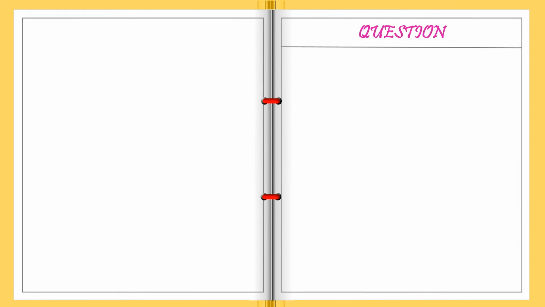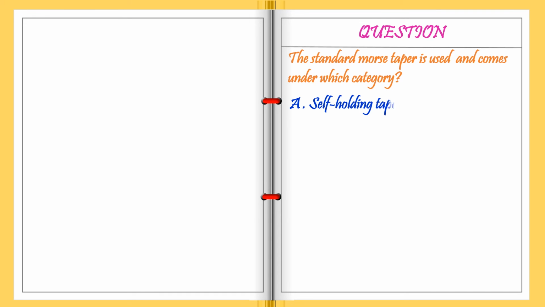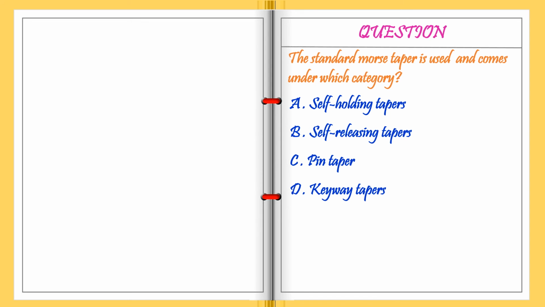Let's test our knowledge gained from the topic we came across till now. The standard Morse taper is used and comes under which category? Option A: self-holding tapers. Option B: self-releasing tapers. Option C: pin taper. Option D: keyway tapers. Your time starts now.